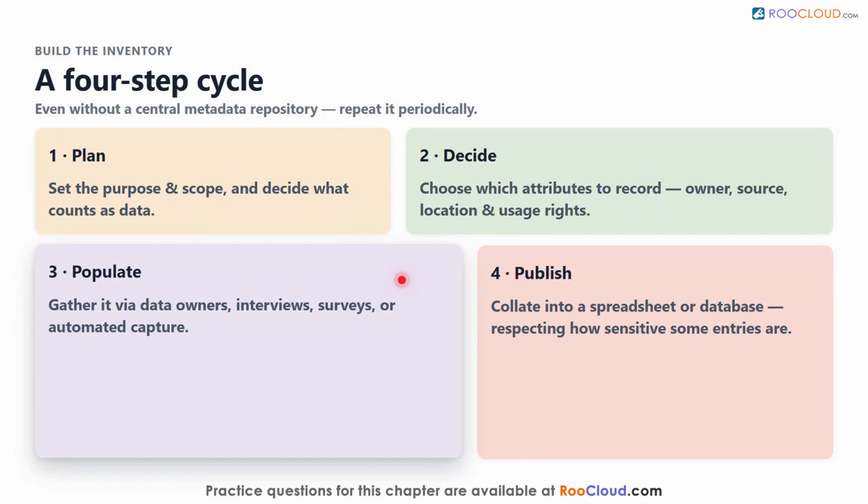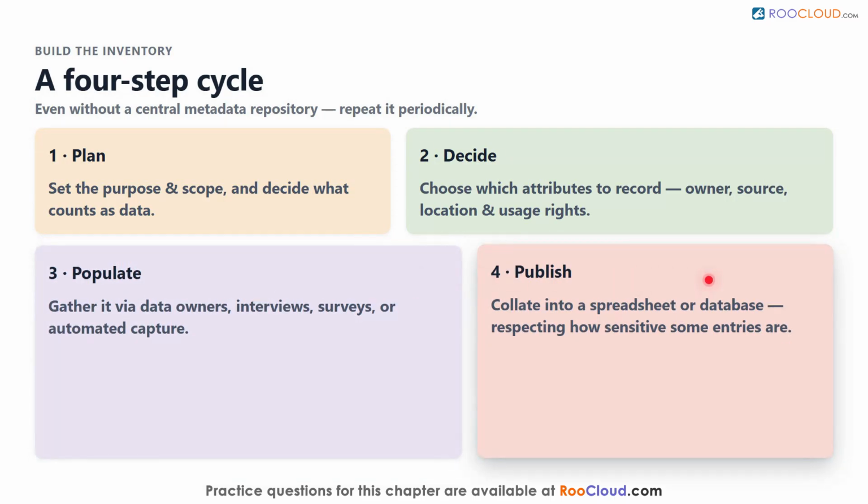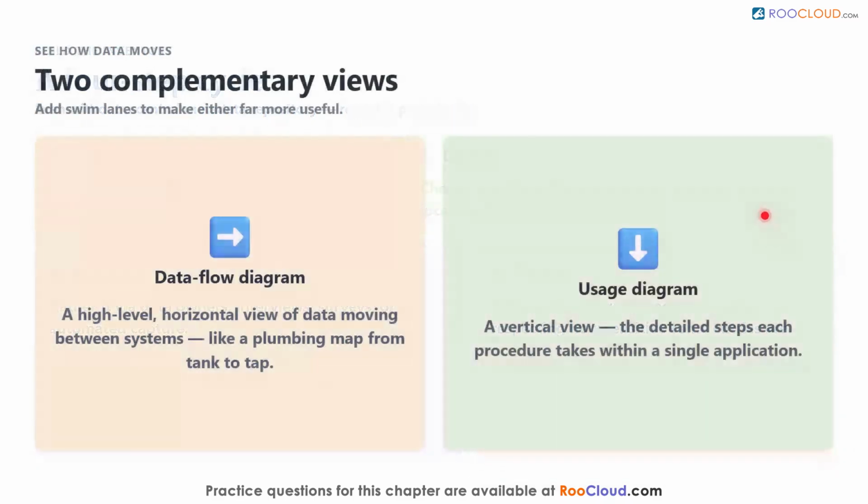Third, populate, by gathering that information through data owners, interviews, surveys, or automated capture. And fourth, publish, by collating it into a spreadsheet or database while respecting how sensitive some entries are. Because data changes constantly, this cycle should repeat periodically, or after any major event like a merger.